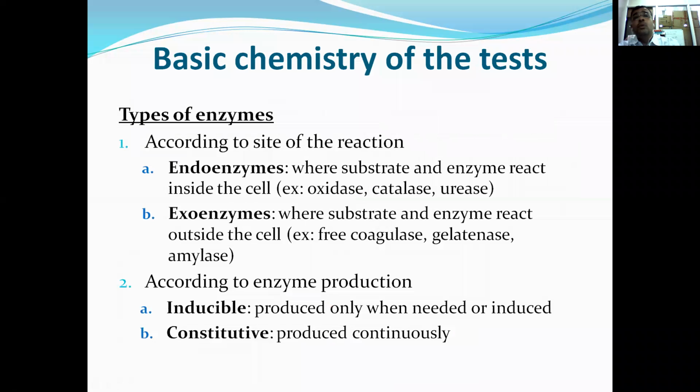Now move to the next, that is, what types of enzymes are present. They are broadly classified into one based on site of action, and second according to enzyme production. So endo and exo, these are two. Endo means inside, they are present inside the cell wall, and exo means they are secreted, or present outside the cell.